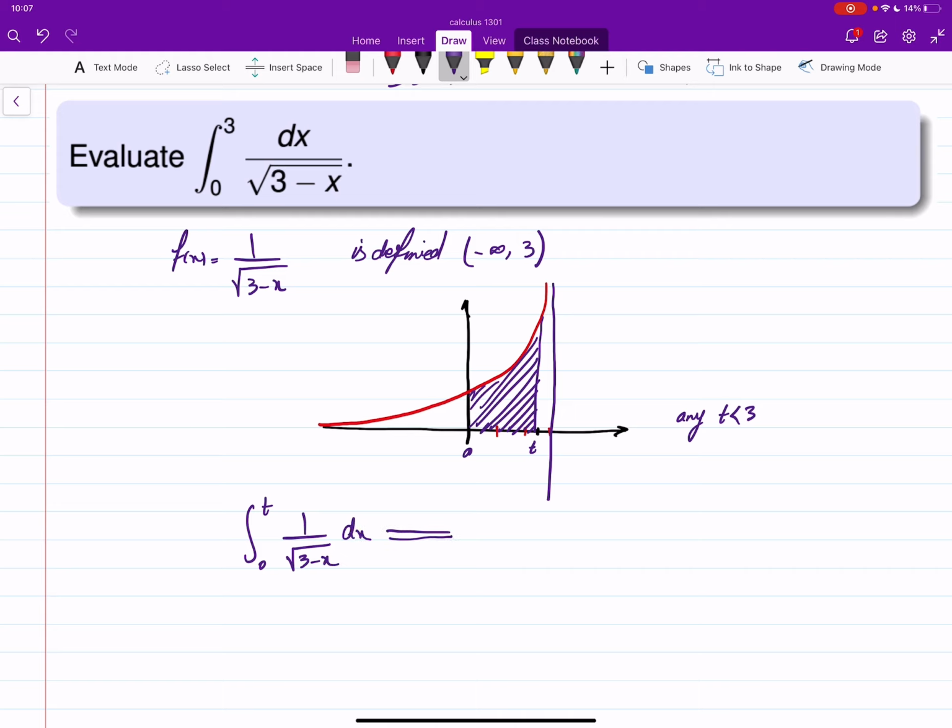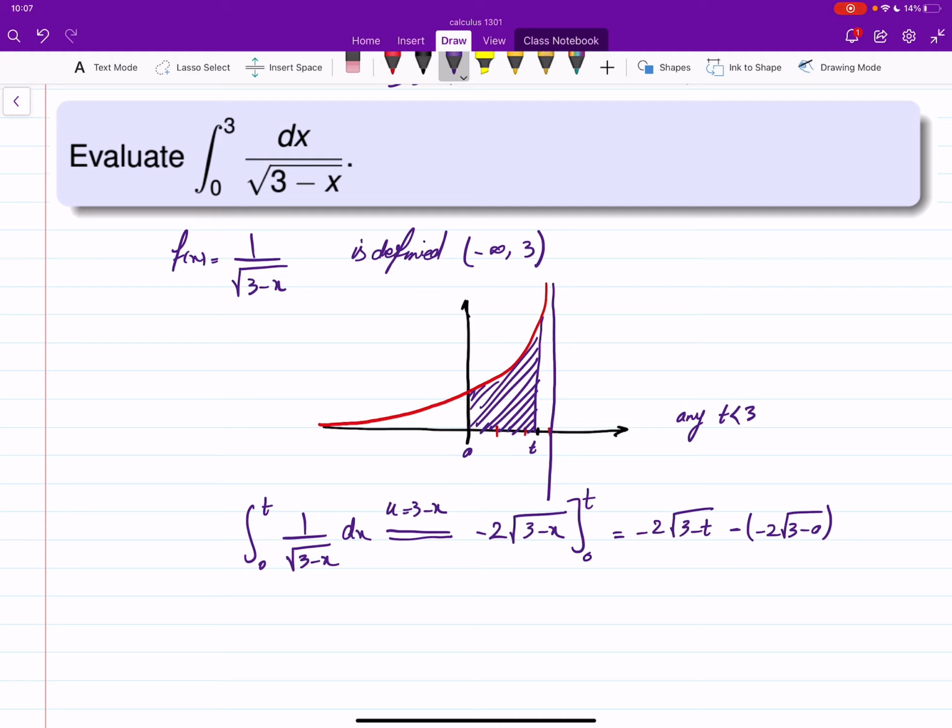with an easy simple substitution, u equal to 3 minus x. You will figure out that this is minus 2 root 3 minus x, evaluated from 0 to t, which gives negative 2 root 3 minus t minus negative 2 root 3 minus 0. So for any t it is defined, but remember the slogan: an improper integral is not just an integral, it is an integral and a limit.